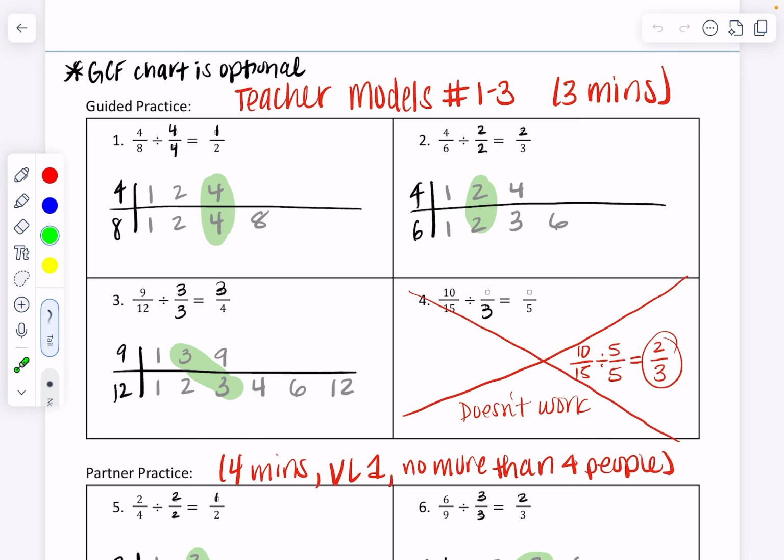The greatest common factor chart is optional. Students do not have to use it. However, if you see that they are struggling, please encourage them to list out their factors so that they will not be confused. I will say that this activity in and of itself is pretty easy only because it's similar to yesterday where they're having to fill in the blanks, right?